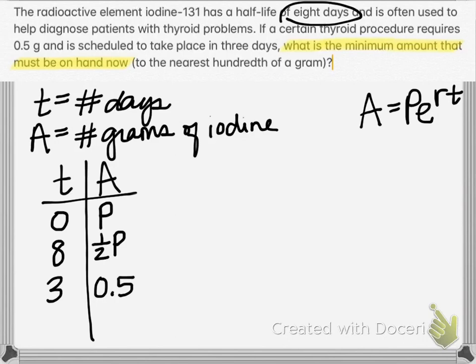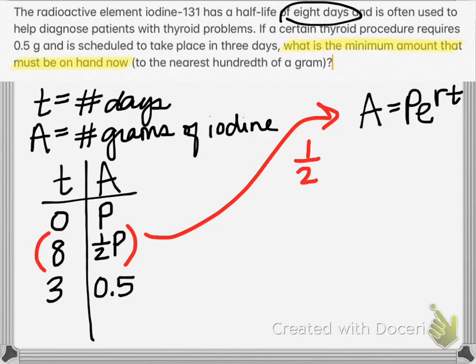So if we take the information regarding the half-life of 8 days, we're going to have half as much as we started with, and we go to our exponential model. Then I'm going to substitute 1/2 P in place of A, and we know that we will have half as much after a time of 8 days. So my substitution looks like that.